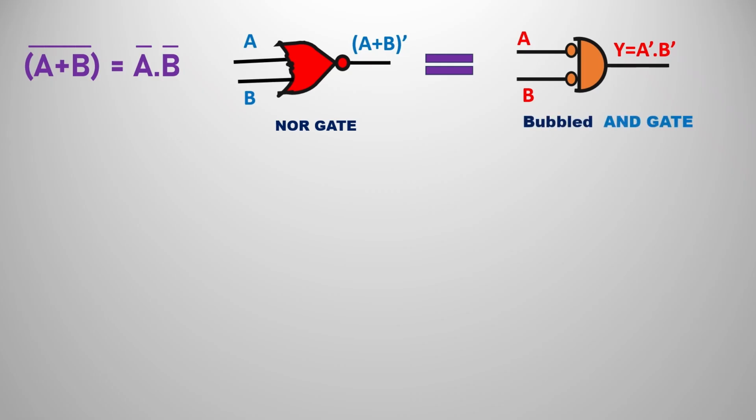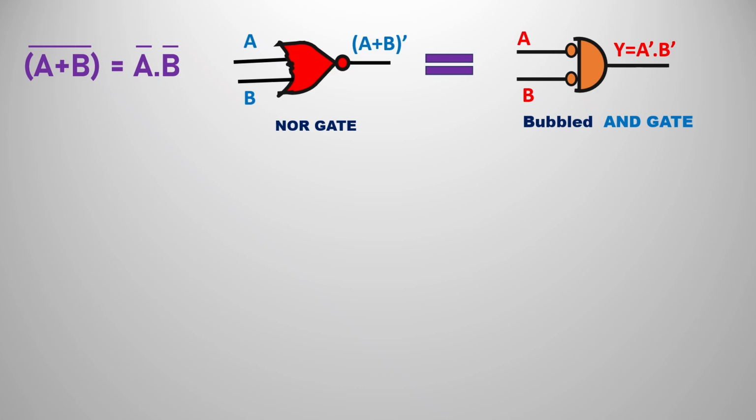So I hope you know how to draw the circuit diagrams. After drawing the circuit diagrams, you can see the comparison between the first term and the second term. The first is the NOR gate, and the second one is known as the bubbled AND gate. So we have to do a comparison between these two.